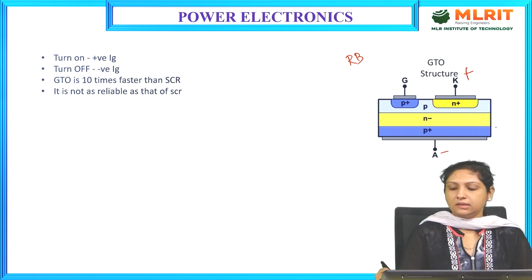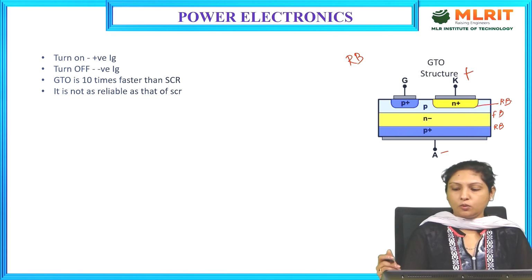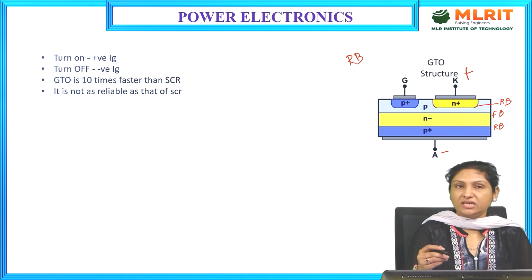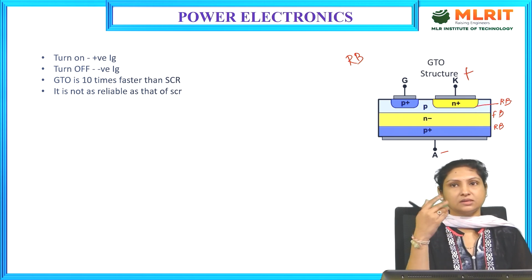In that case, this junction will be reverse biased, this will be forward biased, and this junction will be reverse biased, similar to that of a conventional SCR. In order to bring this GTO into the conduction state, we need to make the anode positive with respect to the cathode, and then a gate voltage needs to be applied. In that case, we will have two forward biased junctions and one reverse biased junction. By applying the gate current of required magnitude, we need to break that depletion layer and bring the device into the conduction state.